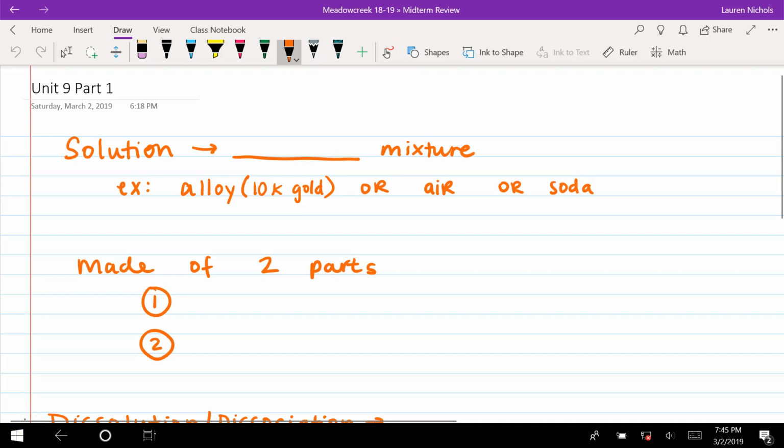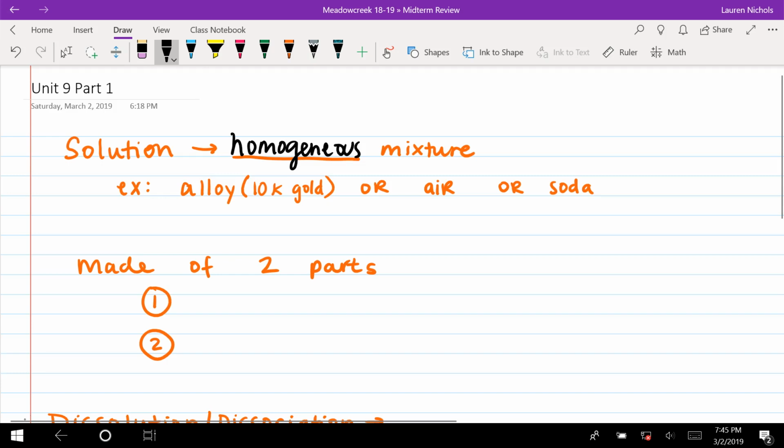Okay, so Unit 9 is solutions, and it'll be on your midterm, even though we haven't quite finished the content. So let's do some review. Remember, a solution is a homogeneous mixture, and that means it all looks the same.